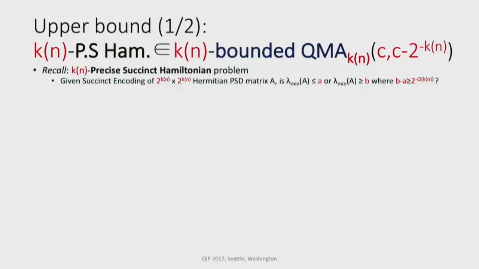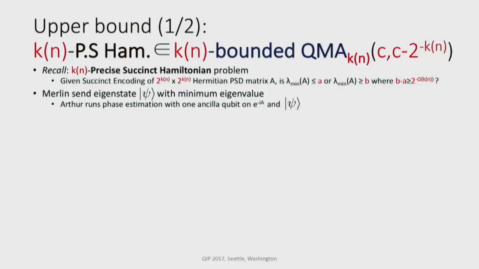So let's just recall what the problem was from the last slide in case you've already forgotten it. We're given as input a succinct encoding of a 2 to the k by 2 to the k Hermitian matrix A, and we're just asked to estimate the minimum eigenvalue of this matrix A to within precision inverse exponential in k. So here's the QMA protocol. We're going to ask Merlin to send the eigenstate psi that corresponds to the minimum eigenvalue of the matrix A. And now Arthur's going to run phase estimation with one ancilla qubit on the unitary operator e to the minus iA and Merlin's state psi.